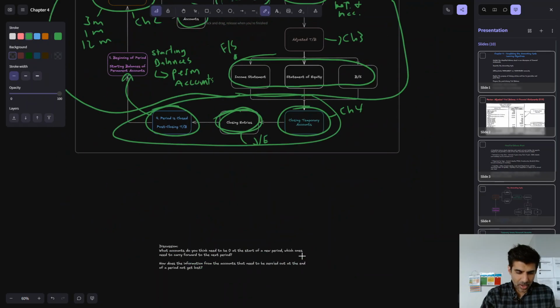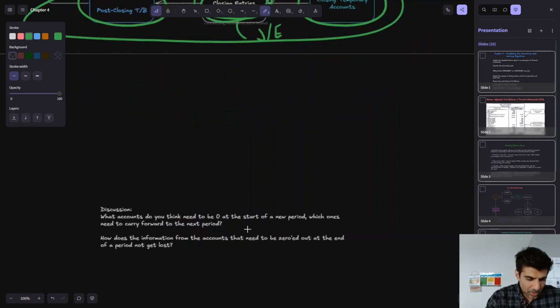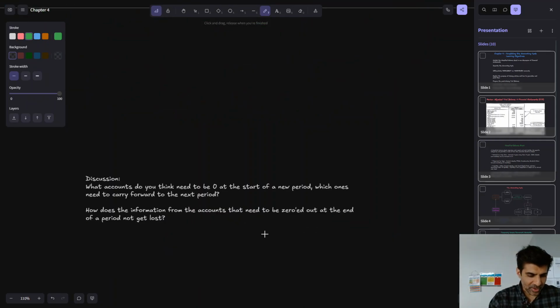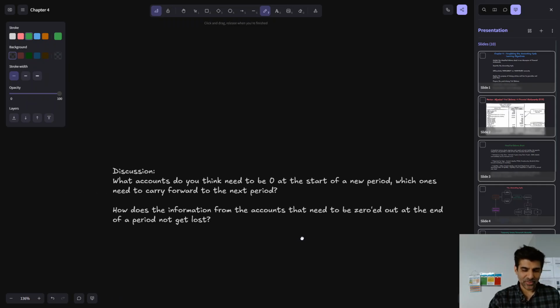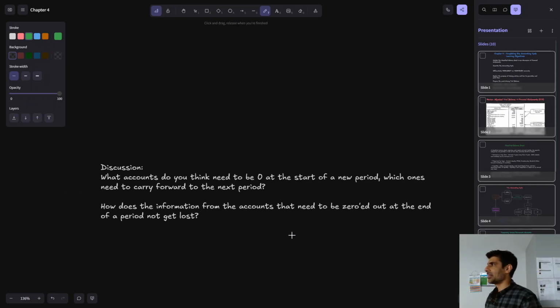I think I've already covered this, so let's just make sure we're clear. What accounts need to be 0 at the start of the new period? Which ones need to carry forward? Who wants to help me with that? I've said it now several times, so now it's just a matter of regurgitating what I've said. Which accounts do we 0 out and why?